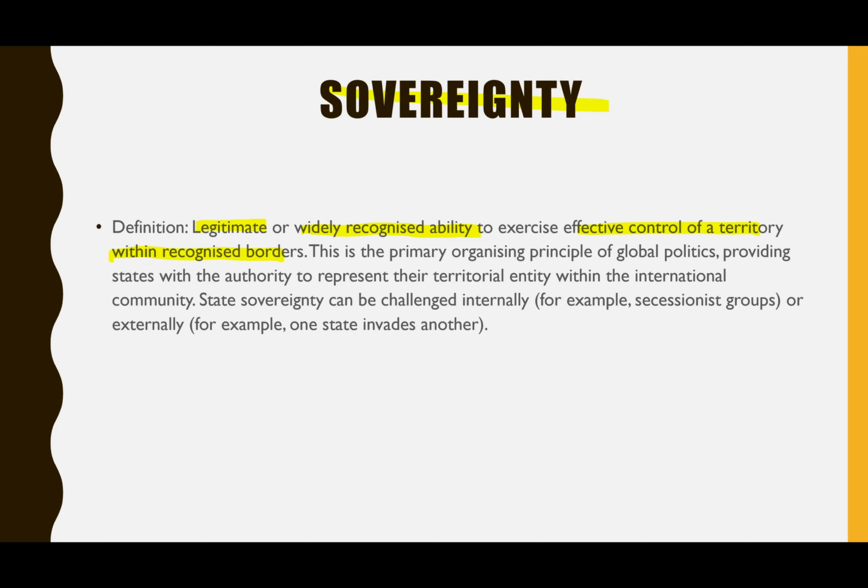So, state sovereignty can be challenged internally with secessionist groups like in China, it would be groups like the Uyghurs, or it could be externally. So when one state invades another, we could say at the moment that Russia invading Ukraine is definitely an external challenge to Ukraine's sovereignty, because it means that they won't be able to exercise effective control within that area.